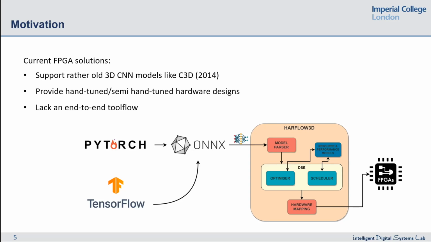Our tool accepts a DNN model in ONNX format as well as an FPGA platform specification. After that, the model is parsed by the internal parser and converted to an intermediate graph representation. After that, the DSE, the design space exploration, starts by altering and optimizing this graph in order to find the best possible design point. Once the optimization is finished, the hardware mapping is executed in order to generate the bitstream of the final design.